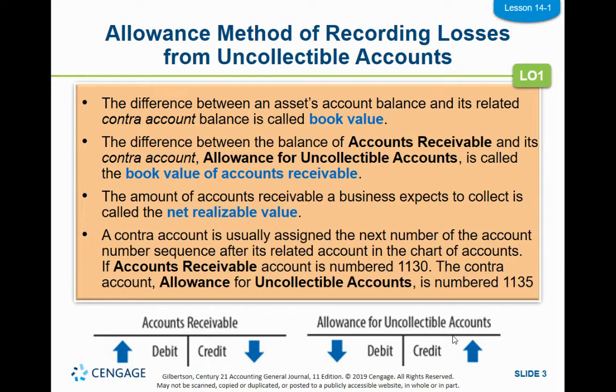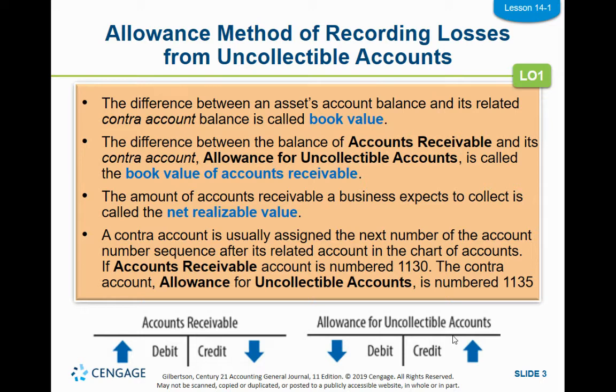Net realizable value is the amount that you expect to actually collect. So if you have $500,000 in your accounts receivable and you expect to be able to collect $400,000 of it, that would be your net realizable value.